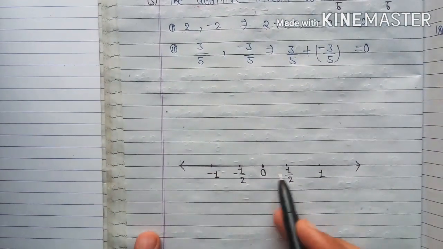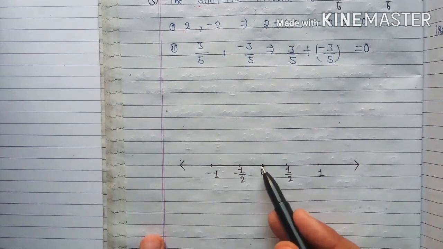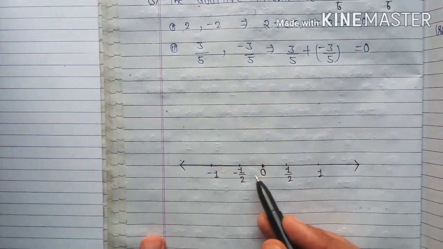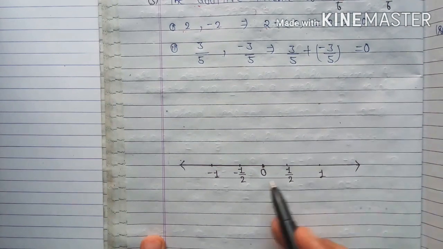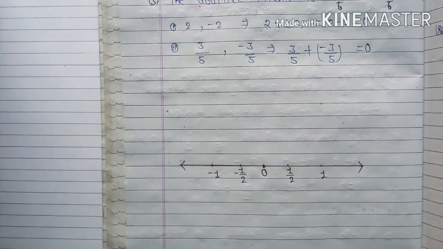You can see a rational number can be expressed in the form of p upon q. 0 is also a rational number, 0 by 1, 1 by 2, 1 and so on, and to the left side, minus 1 by 2, minus 1 and so on. I hope it's clear, students. Now there are some problems.